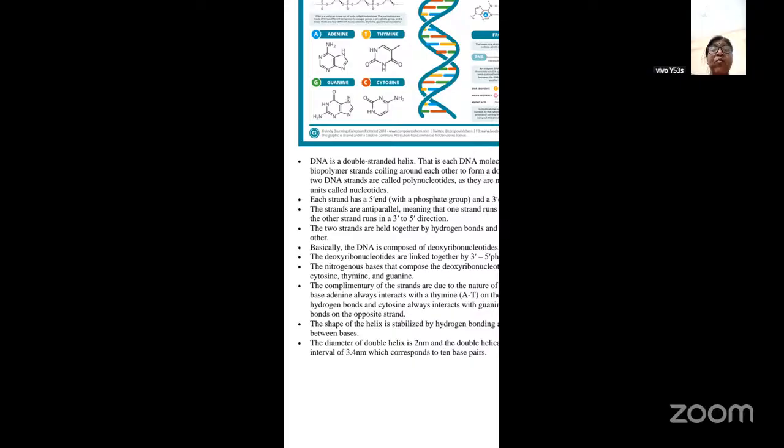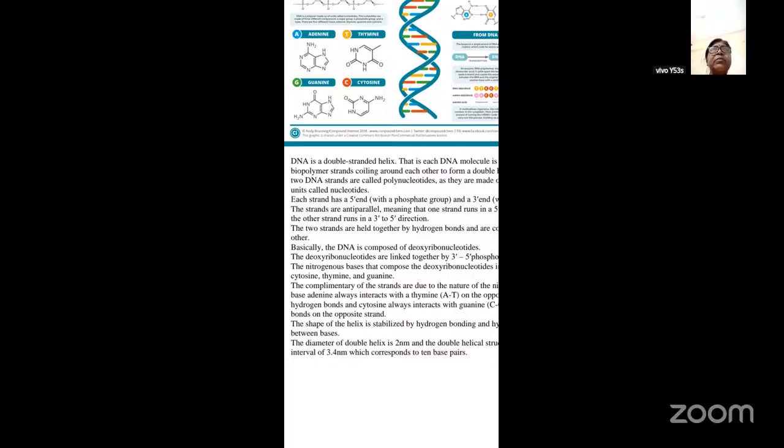And the DNA is composed of deoxyribonucleotides, nucleotides which are held together by 3' and 5' phosphodiester bonds. And the nitrogenous bases that compose these deoxyribonucleotides are adenine, thymine, cytosine, and guanine. And these strands are complementary to each other. That means adenine always pairs with thymine by 2 hydrogen bonds and cytosine pairs with guanine by 3 hydrogen bonds.